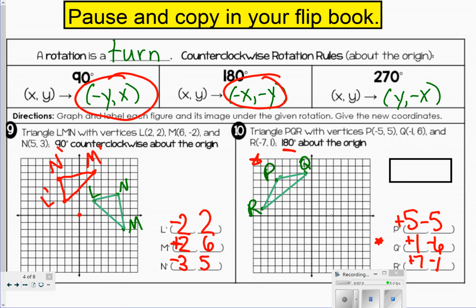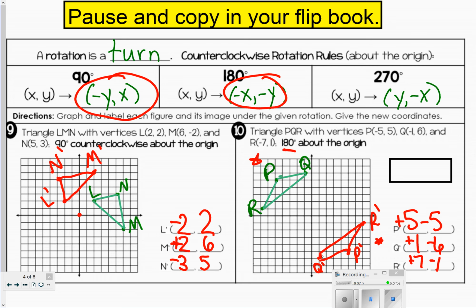1, 2, 3, 4, 5. 1, 2, 3, 4, 5. So here is P prime. Q prime is 1, -6, so it's 1, then 1, 2, 3, 4, 5, 6. So there's Q prime. And R prime is 7 and -1. 1, 2, 3, 4, 5, 6, 7, and -1. So this would be R prime, and then we could connect those dots.